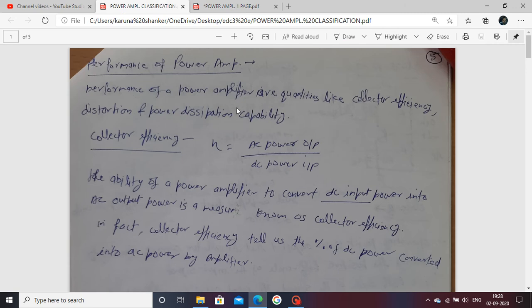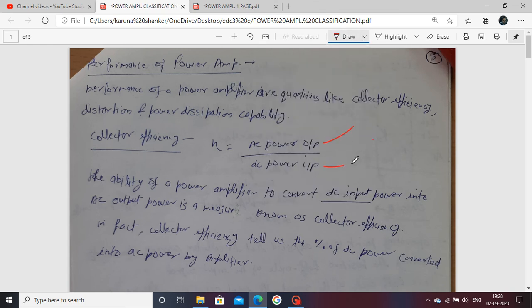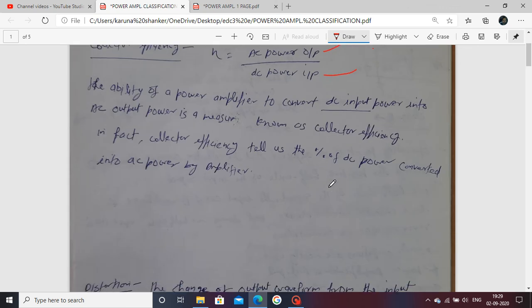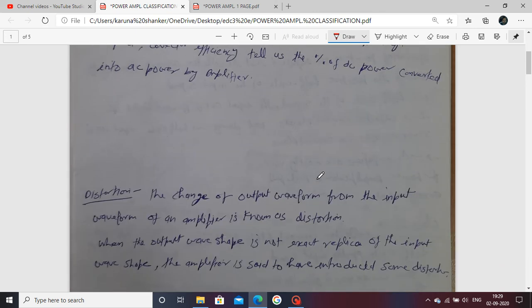First we see the parameters which define the power amplifier. One is conversion efficiency. Conversion efficiency is the ratio of AC output power to DC power input. This is the same idea used to explain efficiency: the ability of a power amplifier to convert DC input power into AC output power is called conversion efficiency.